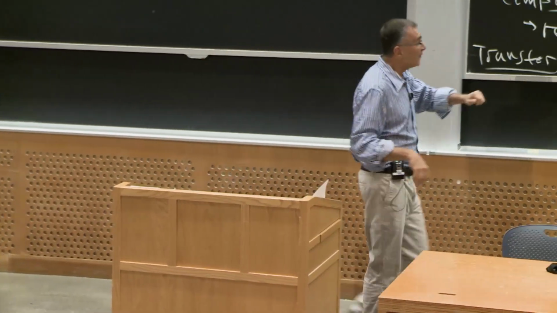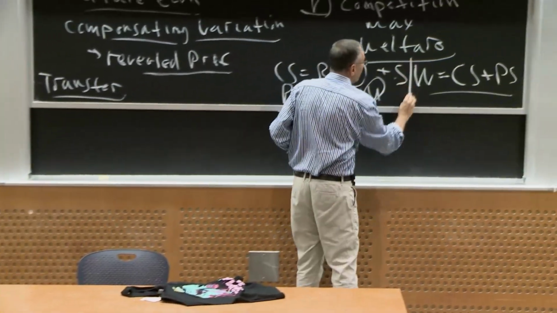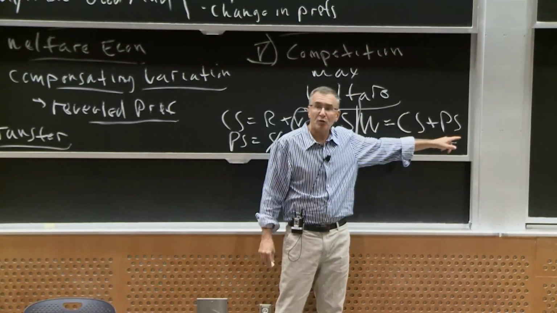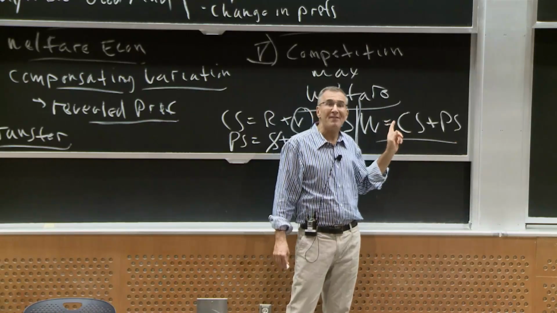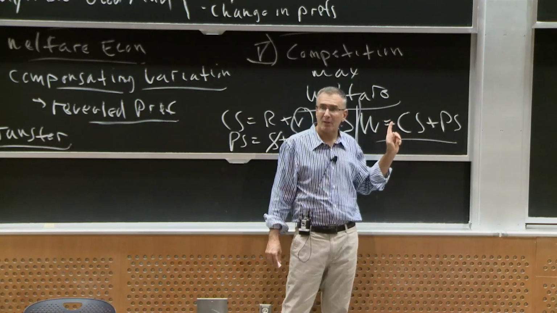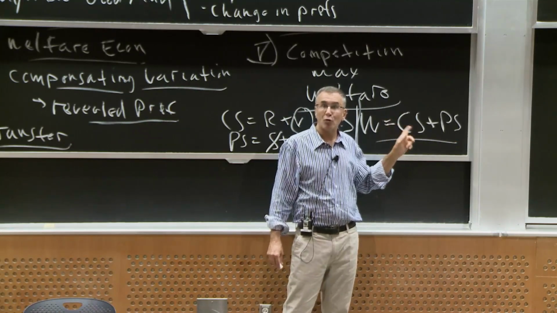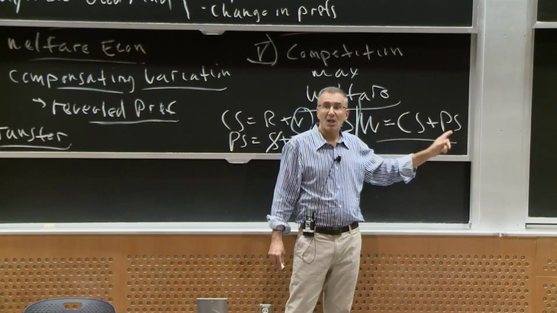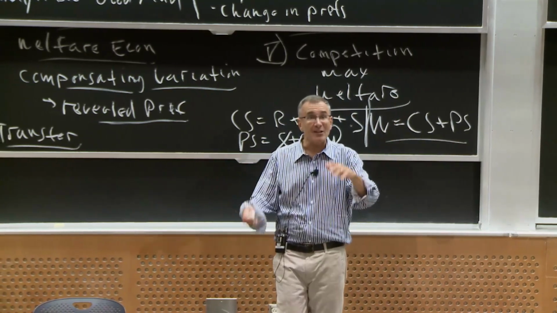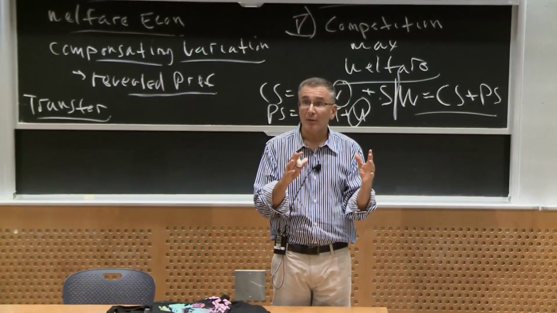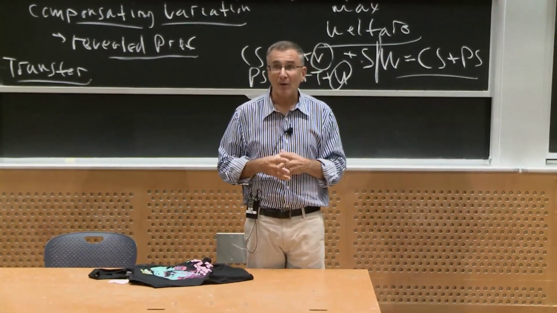Now, how do we feel about that? Well, we're indifferent about that, right? Because all we care is consumer plus producer surplus. We don't care about transfers. So the movement of S from one to the other is irrelevant for total welfare, because welfare is the sum. So transfers are irrelevant for welfare. If you take something from one party, give it to another, that doesn't matter.